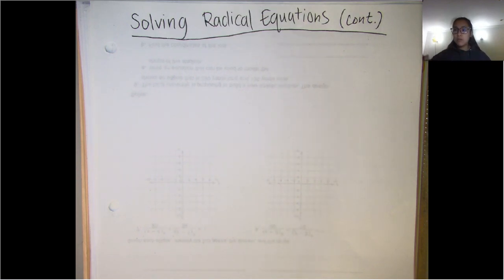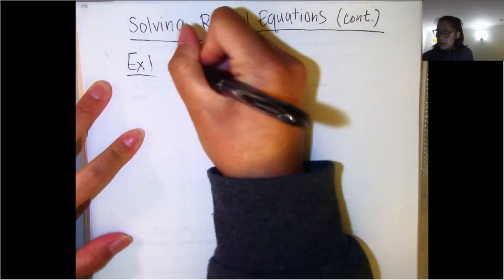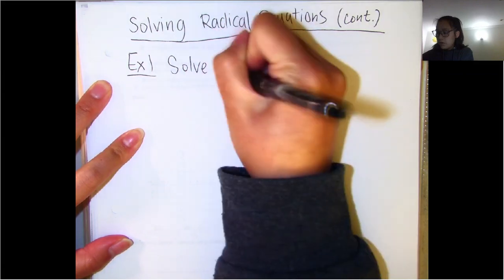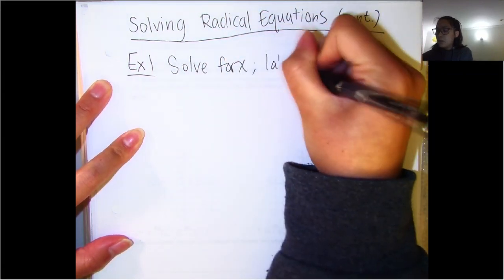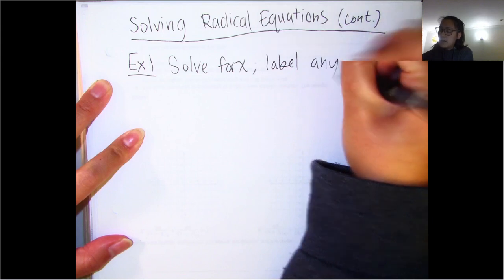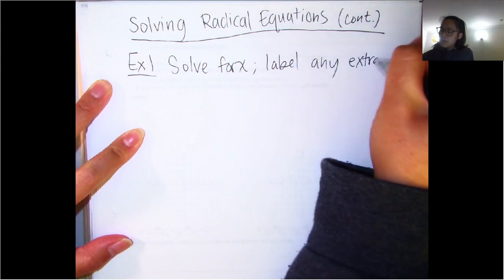Okay, so that's the general process, but we're going to walk through an example problem right now. Actually, we'll do two. Our first example problem is: solve for x, and label any extraneous solutions.